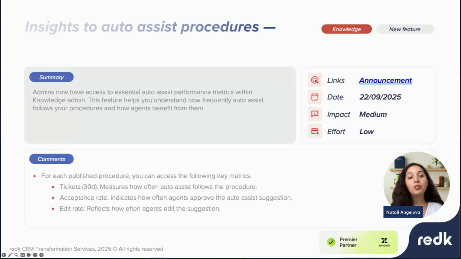For each published procedure, you can access the following key metrics. Tickets. This measures how often AutoAssist follows the procedure. Acceptance rate indicates how often agents approve the AutoAssist suggestion. Edit rate reflects how often agents edit the suggestion.